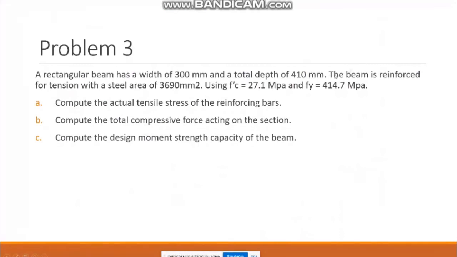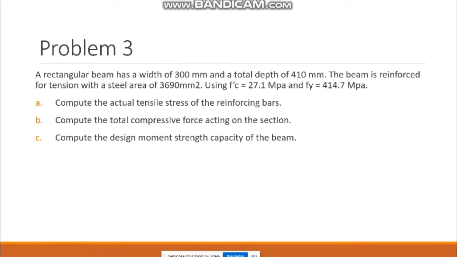So, for our last problem, we have a rectangular beam with a width of 300 mm and a total depth of 410 mm. The beam is reinforced for tension with a steel area of 3,690 mm squared. Using f'c of 27.1 MPa and fy of 414.7 MPa. Compute the actual tensile stress in the reinforcing bars.